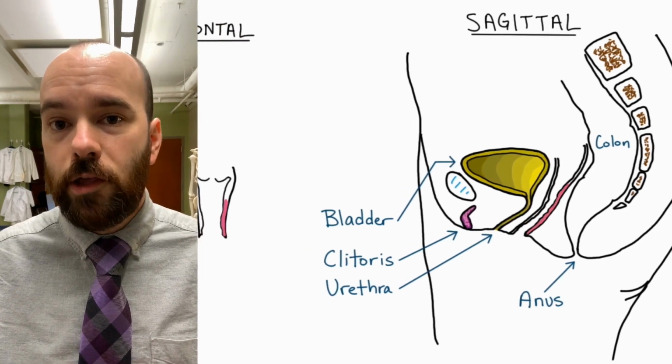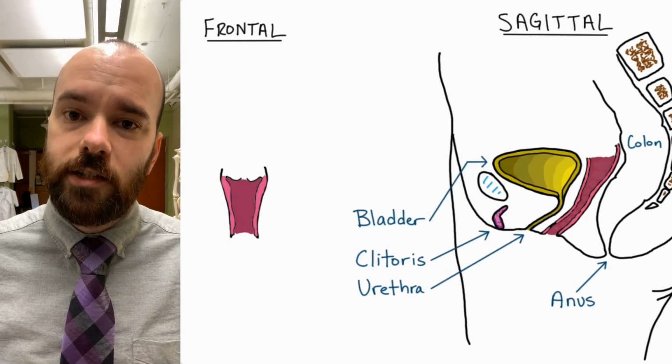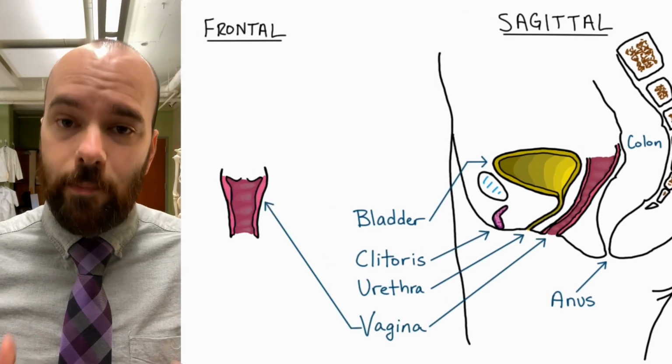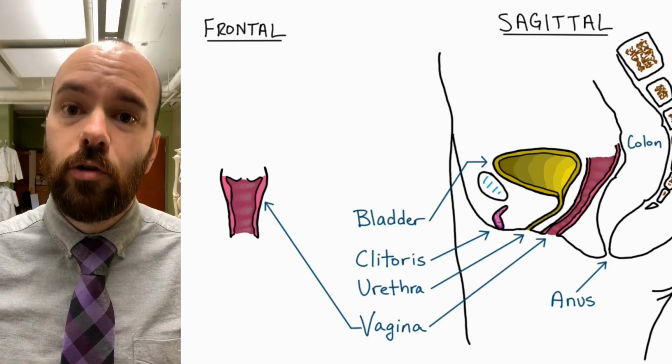Now, anterior to the urethra is the vagina. The vagina extends from the outside of the body superiorly to the uterus. The vagina is primarily composed of elastic tissue which can extend.